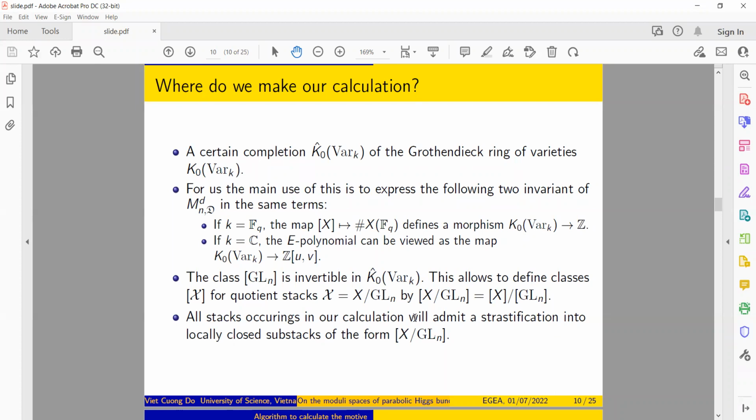We want to work with the Poisson stack, and our stack always admits a stratification into locally closed substacks of the form X divided by some group GL_N. So we will make our calculation here, and we want to calculate the classes of the moduli space of parabolic Higgs bundles in this Grothendieck ring, in some kind of modification.